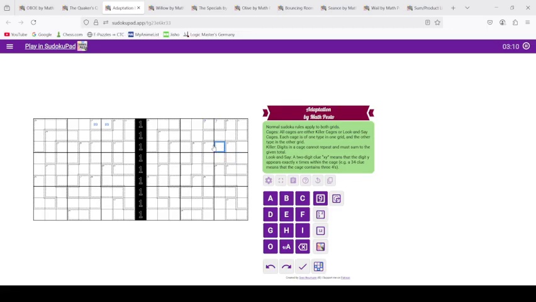So this one can't be two 7s. Otherwise, the 7s would be in a diagonal pattern, and it would break that cage. So this has to be a 2, 7 over here, making this a 27. Now that one can't be two 7s, so this one has to be two 7s, making that a 27 cage.